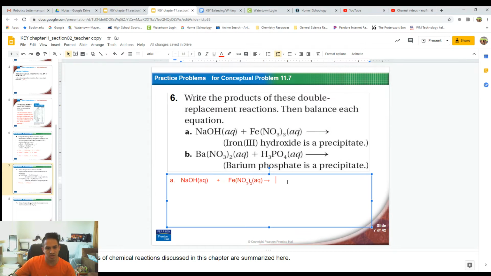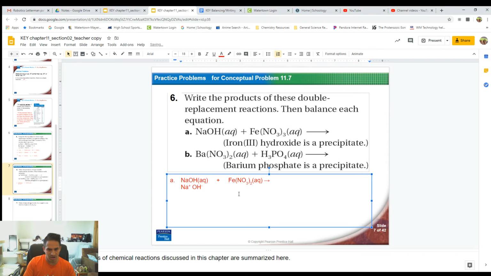So in our products, we'll have Na bonded with NO3, and we will have Fe bonded with OH. Okay, and it's going to look like this. Now, real quickly, let me just go back for a second and let me explain the charges that are going on. Okay, so sodium is +1 and OH is -1. Okay, so when those two are bonded to each other, that's how we get this chemical formula.